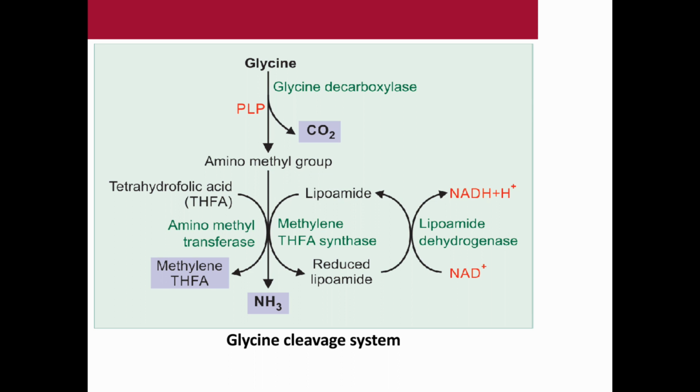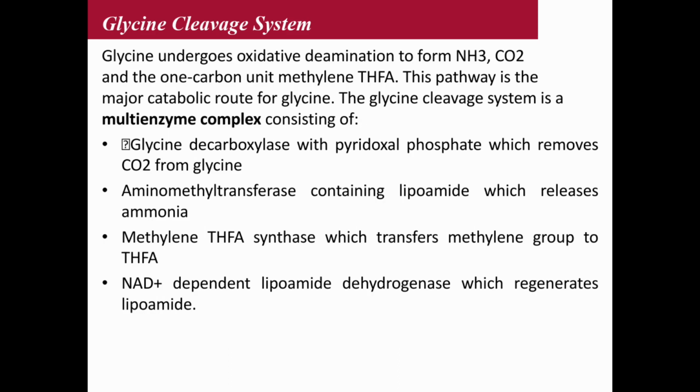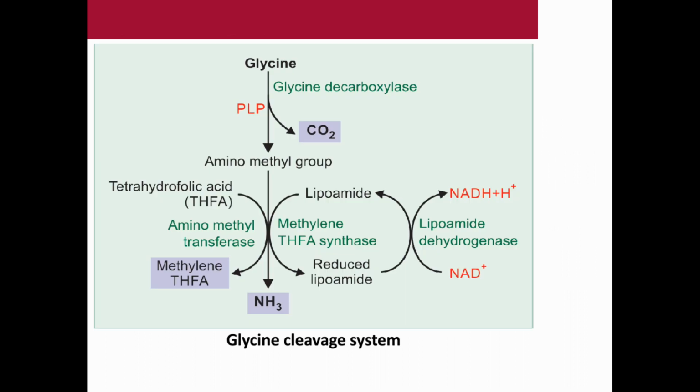So this amino-methyl group gives rise to ammonia. Tetrahydrofolic acid is converted into methylene tetrahydrofolic acid. Lipoamide is converted into reduced lipoamide, and NAD is converted into NADH2. So here glycine is ultimately converted into carbon dioxide and ammonia. In the glycine cleavage system, glycine undergoes oxidative deamination to form ammonia, carbon dioxide, and one carbon unit, that is methylene tetrahydrofolic acid. You can see here carbon dioxide is formed, ammonia is formed, and one carbon unit, methylene tetrahydrofolic acid.